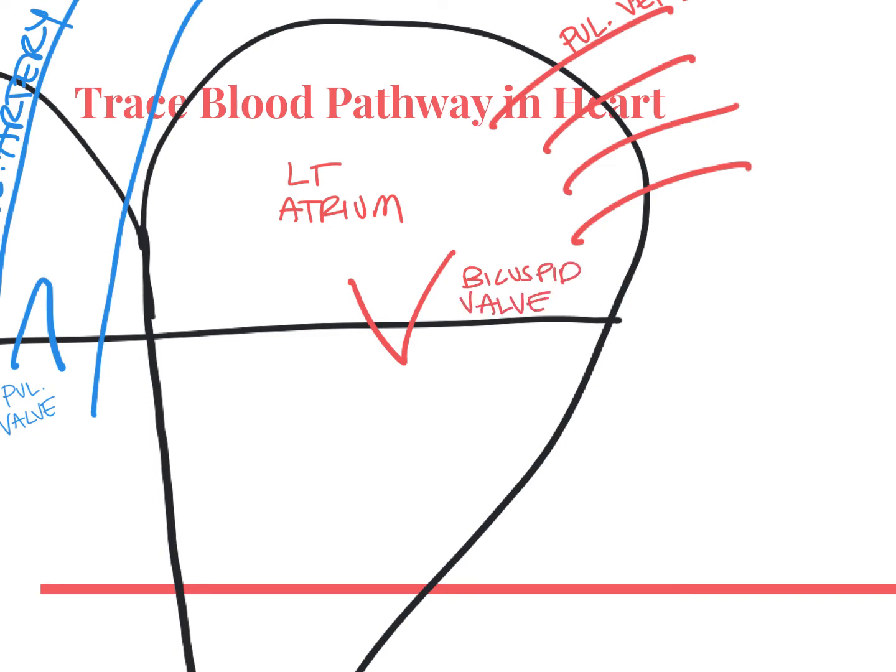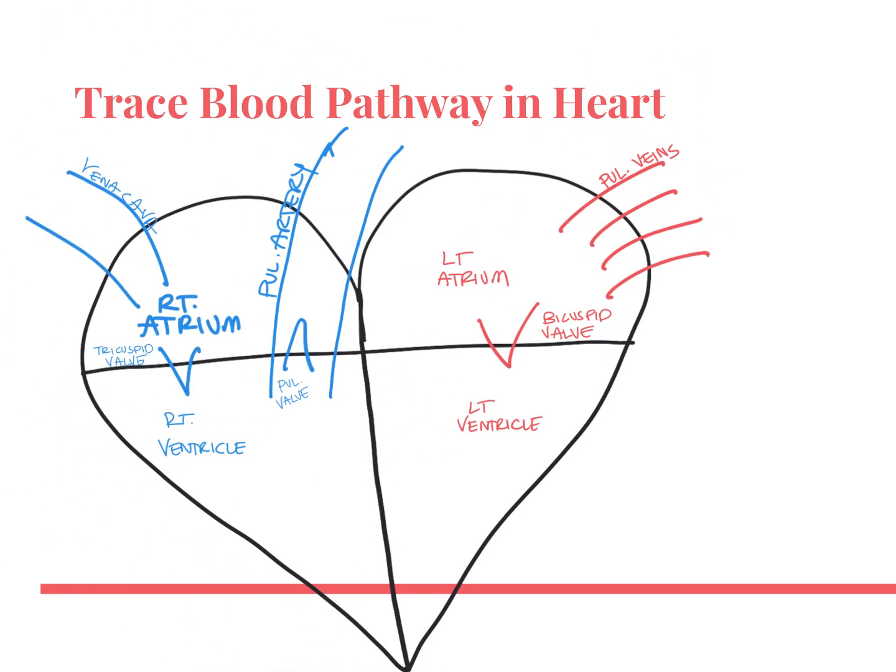Okay, now that we have the bicuspid valve, let's go down and label the left ventricle. Just going back up to that bicuspid valve for a second, you could also call that the left AV valve, or it's also known as the mitral valve. Okay, after the left ventricle, let's draw the aorta.